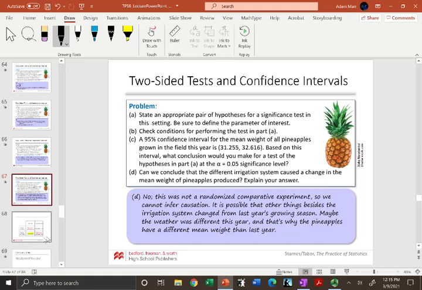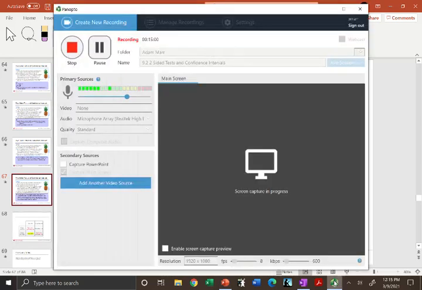All right, so that's one example. We will get to the last example, which is all about power, tomorrow.